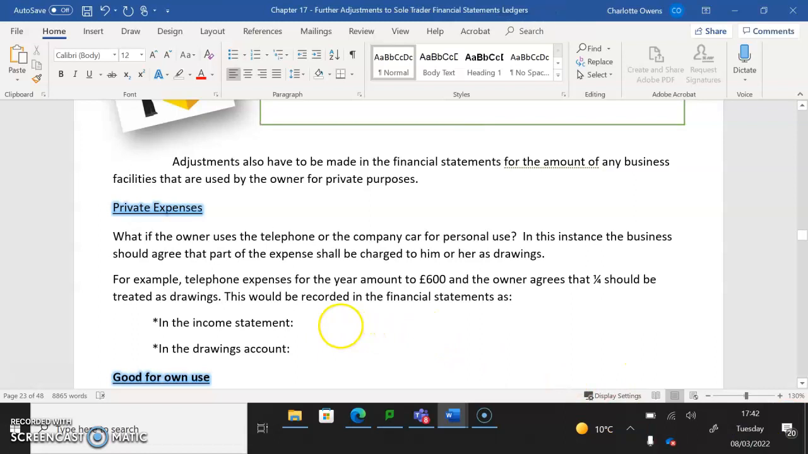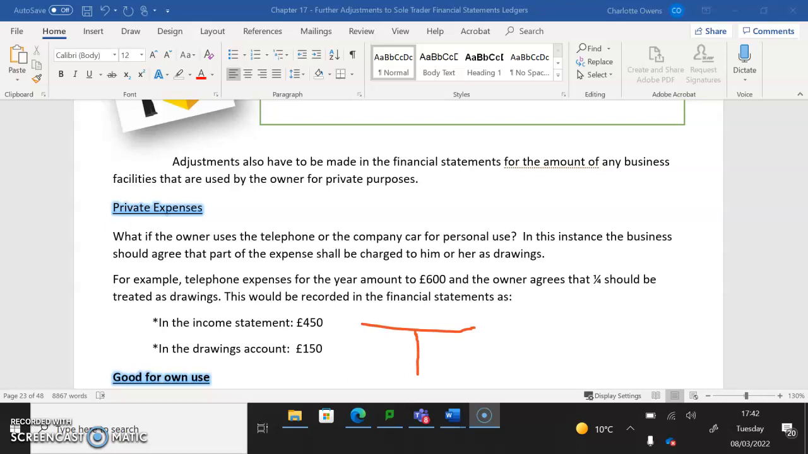Okay, so hopefully you've paused and had a little think. So 3/4 of that £600 is a business expense. So that would be £450 being recorded as an expense on the income statement, and in the drawings account it would be £150. Now the double entry to this would be in the bank.